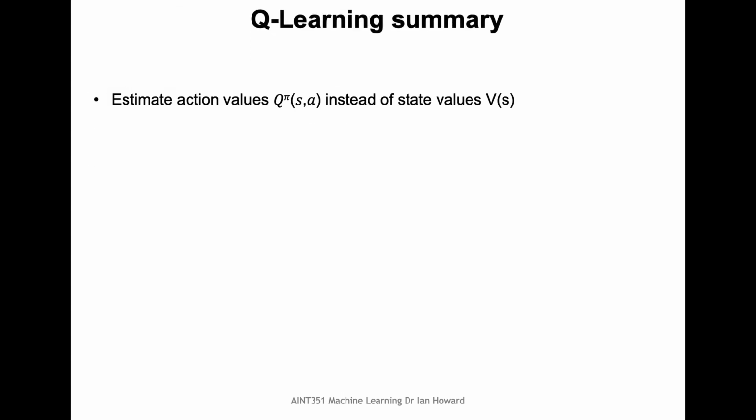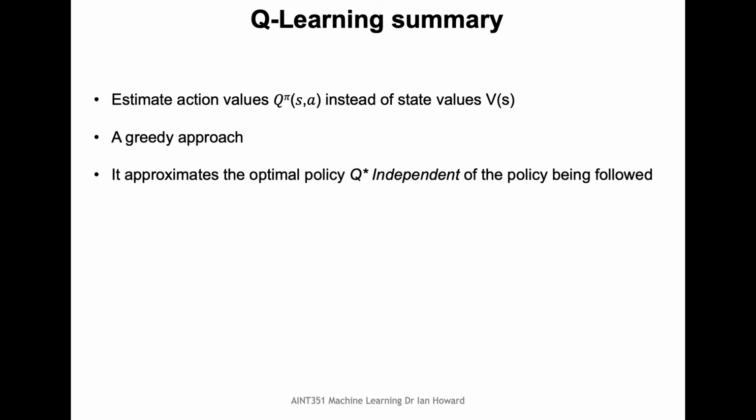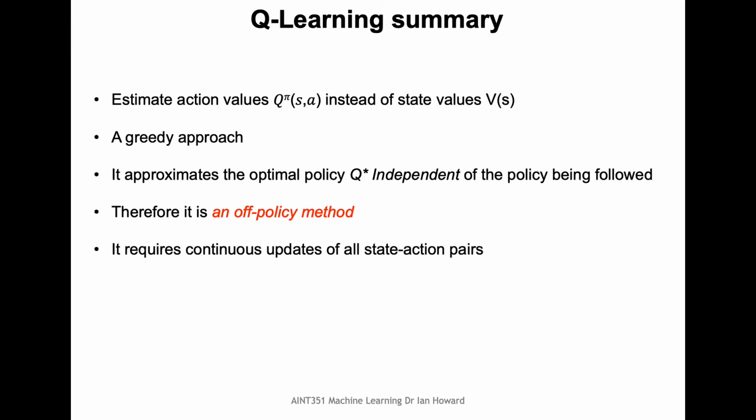So just to summarise, Q-learning directly estimates the state action pair rather than the state value. In other words, it's not just the value of the state, it's the value of the state given an action. Q-learning uses a greedy approach to learn. It uses a different policy to actually update than the one it's using to explore the space. And because it's using a different policy than the one it uses when it's running, it's called an off-policy method.